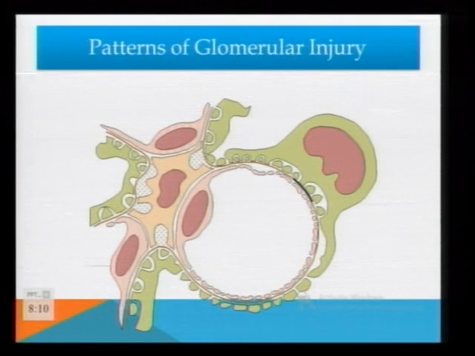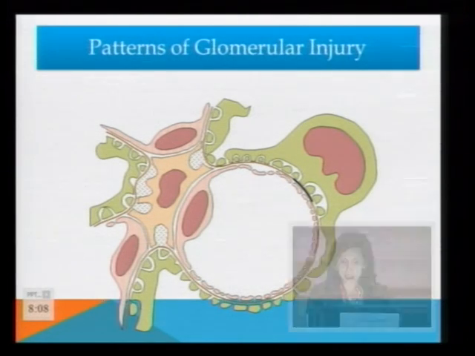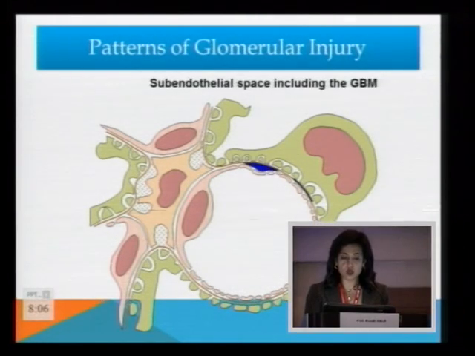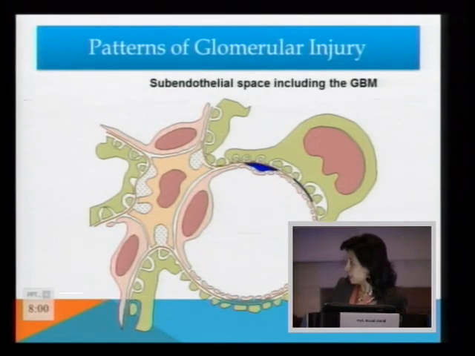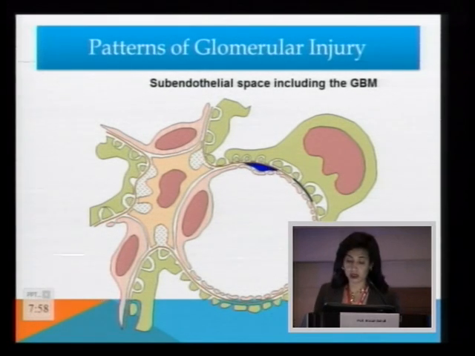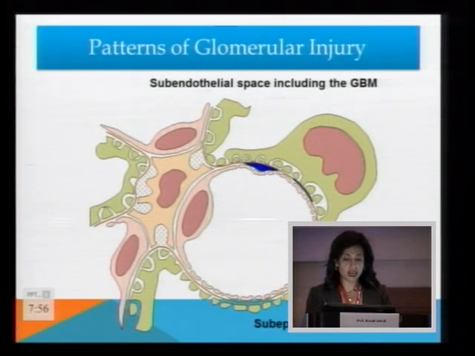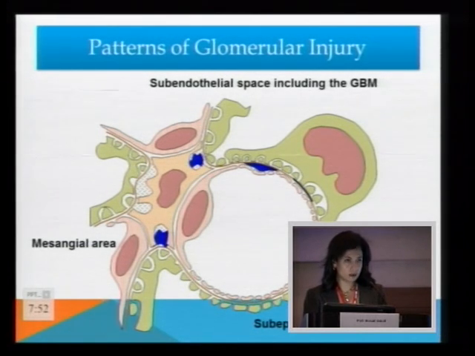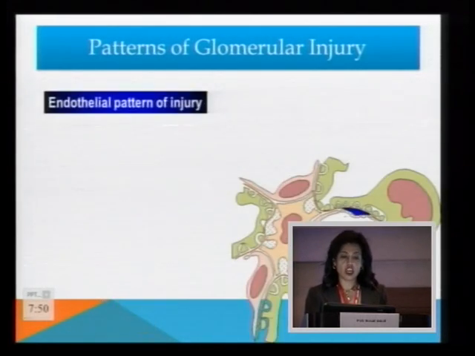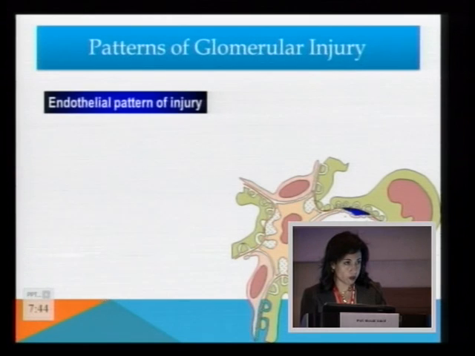What are these patterns? In a simple way, just for simplicity, these patterns depend usually on the site of the deposits of the immune complexes. You can have them in the subendothelial space, including the glomerular basement membrane, you can have them in the subepithelial compartment, or you can have what we call mesangial deposits. If you have deposits in the subendothelial space, this is what we call an endothelial pattern of injury.